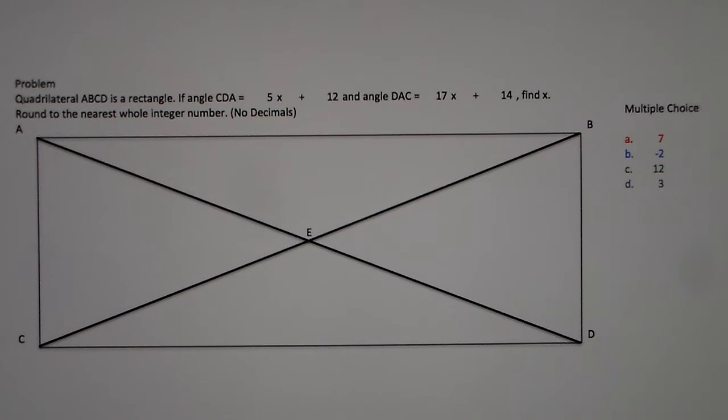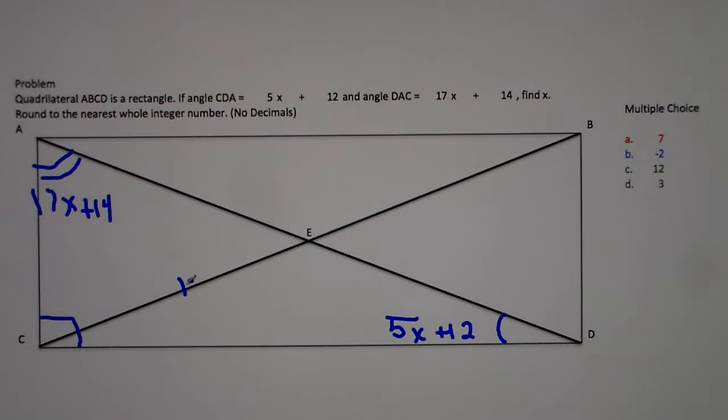Quadrilateral ABCD is a rectangle. Angle CDA, this angle down here, is 5x plus 12. Angle DAC, this angle right here, is 17x plus 14. We know it's a rectangle, so that's a 90-degree angle.